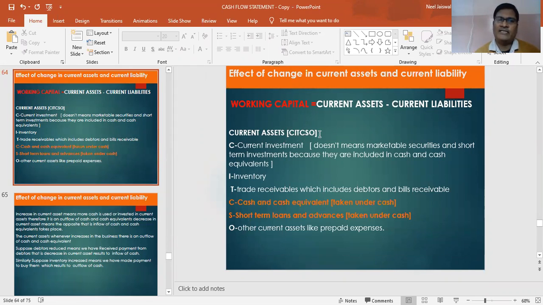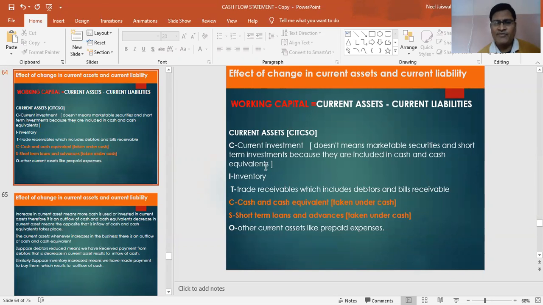And you know our current assets from Schedule 3, you remember, it consists of CIT CSO, that is current investment, inventories, T for trade receivables, cash and cash equivalents, short-term loans and advances, and other current assets. Now, in the cash flow statement, we will not take all the items of current assets in operating activities, because cash and cash equivalent goes in cash and cash equivalent, closing cash in hand, opening cash in hand, and short-term loans and advances is also taken under cash and cash equivalent.